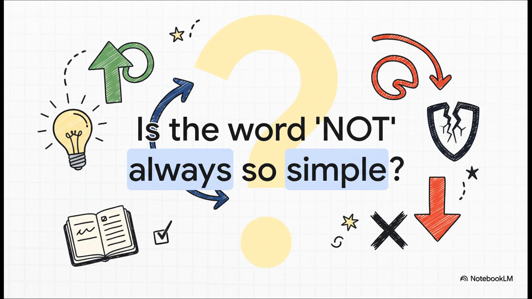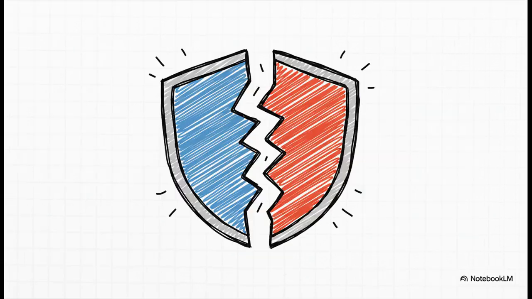But is the logic engine running underneath it all really that simple? Is it always doing the exact same job? And, well, you probably guessed it. The answer is a big nope. Once you move past everyday chatter and into the super precise world of formal logic, that simple idea of not starts to, well, it fractures, it breaks apart, and it turns out there were two completely different concepts hiding inside that one little word the entire time.